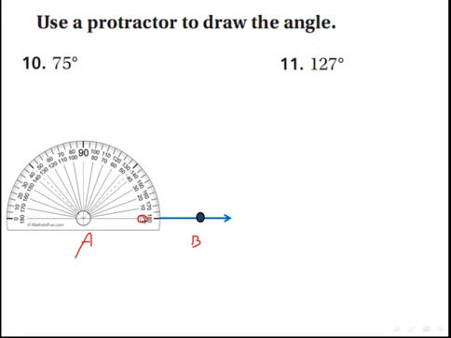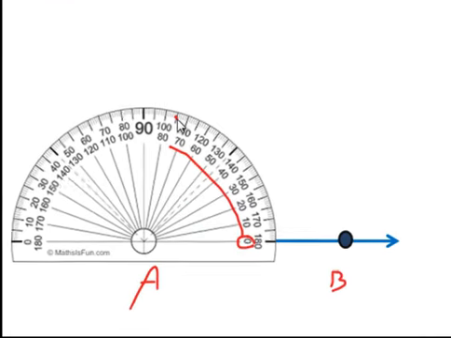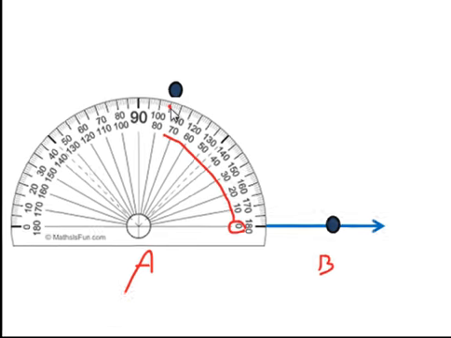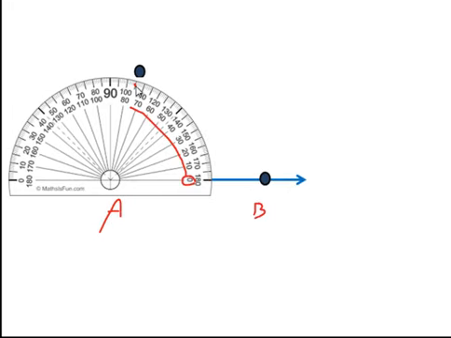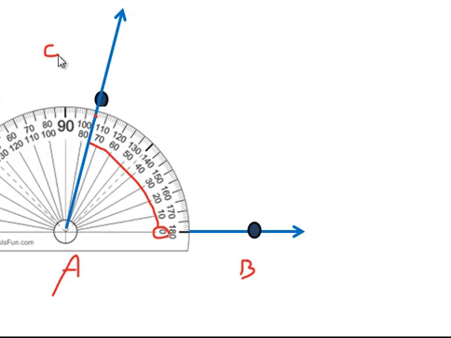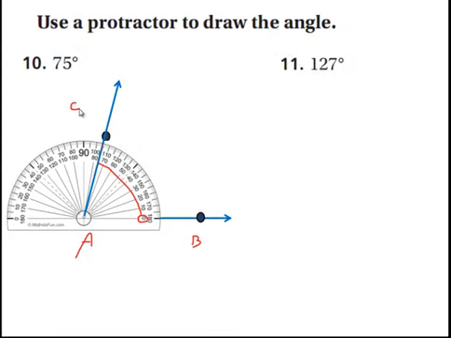Then count to reach 75. 10, 20, 30, 40, 50, 60, 70, and stop. I need 75. I need 75 here. So I'm going to put a point to label the place to join it with the vertex A. Join the vertex A with a new point, which is C maybe, and draw a ray. Now I finished my answer, and my answer is going to be an acute angle.